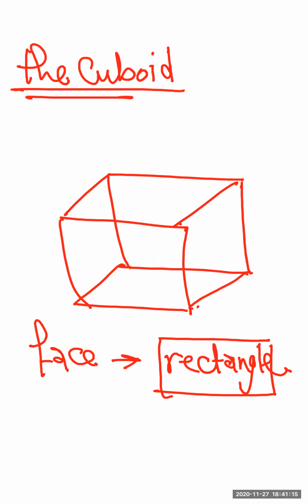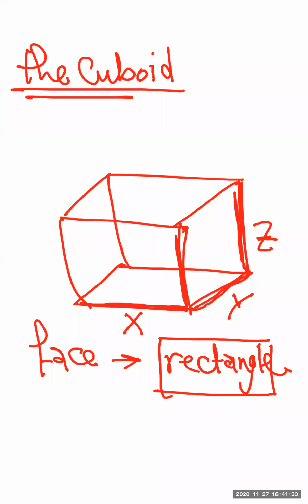Okay, so this one is the length. I will consider that it's x. This one is the width, so y. And this one is the height, or even this one is the height, so z. Okay, so now how to get the lateral area?